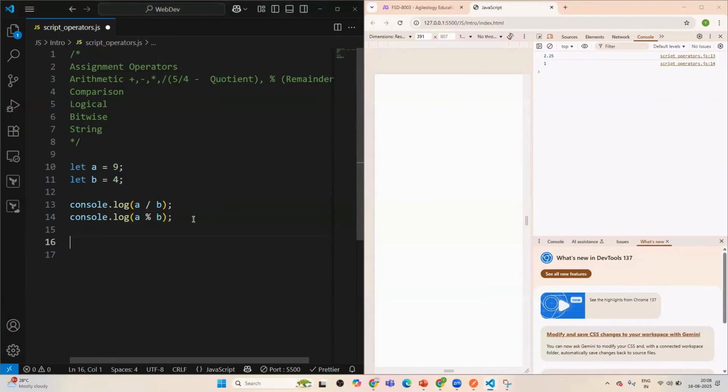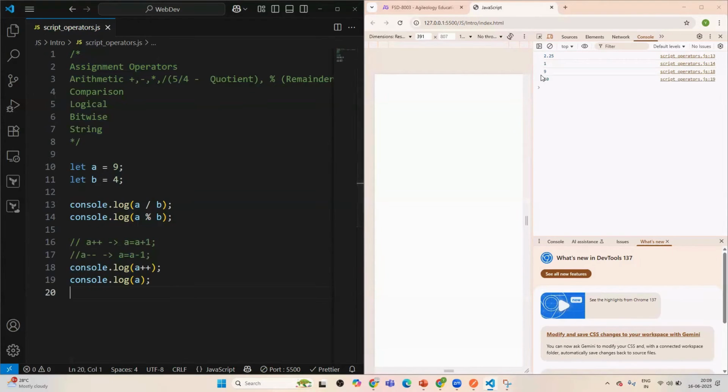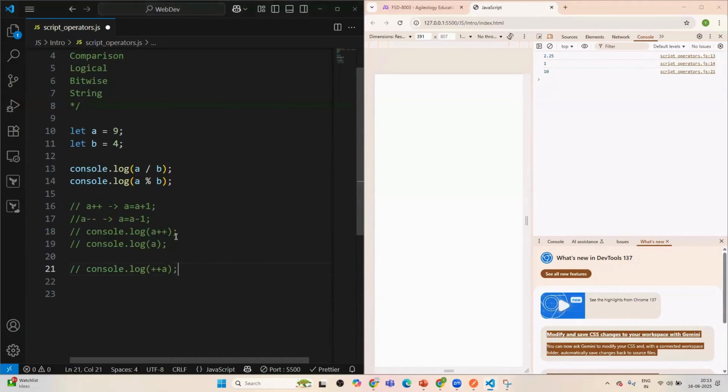Okay, next is an increment operator, which is nothing but plus plus. If you do something like a plus plus, it is equivalent to a is equal to a plus 1, which means you're trying to increment it by 1. That is plus plus. Similarly, you have minus minus, which is decrement by 1. You can see the value got incremented to 10.